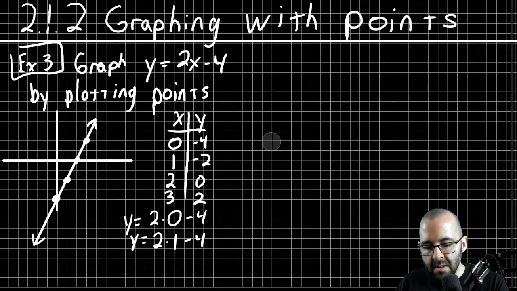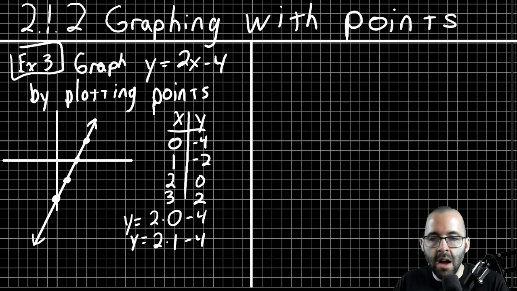And then we're going to do one more. This next one's not going to be a line. And this next one is actually going to get a little into some of the things that we're going to talk about in a couple chapters. Let's do example 4.